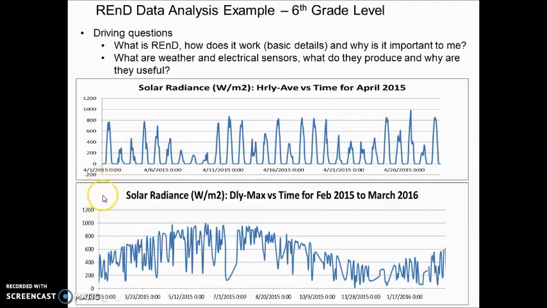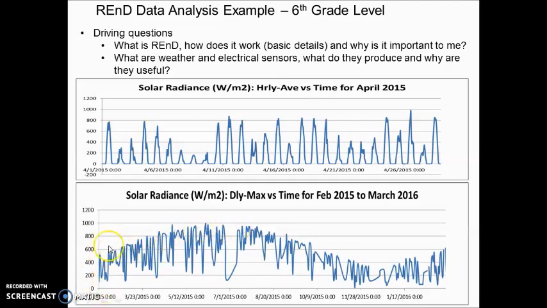Students might also take a look and see what the trends are throughout the course of a year. This next graph shows solar radiance daily maximum output and takes us from February into the spring, over the summer, through the fall, into the winter, and back up into the spring again. Students see the general trend that as the months go into the summer, solar radiance increases.